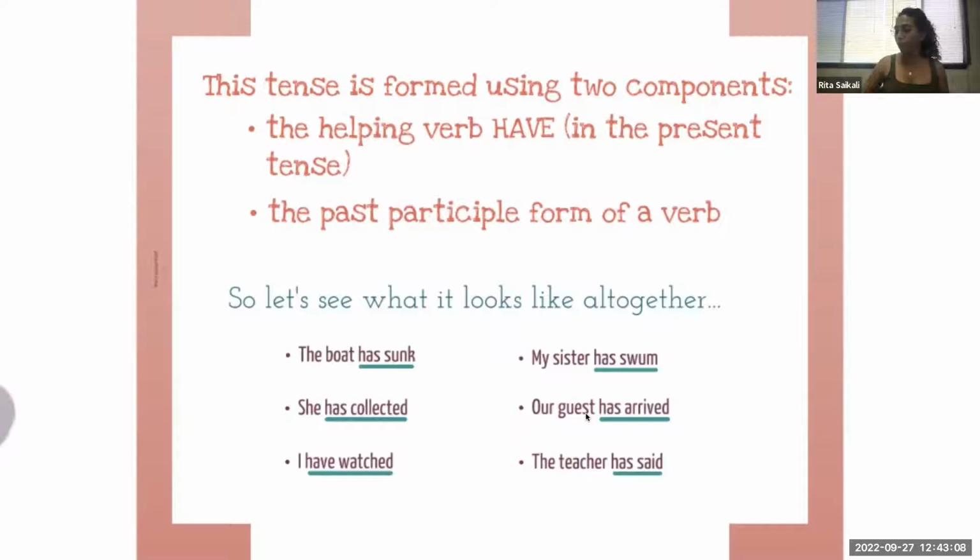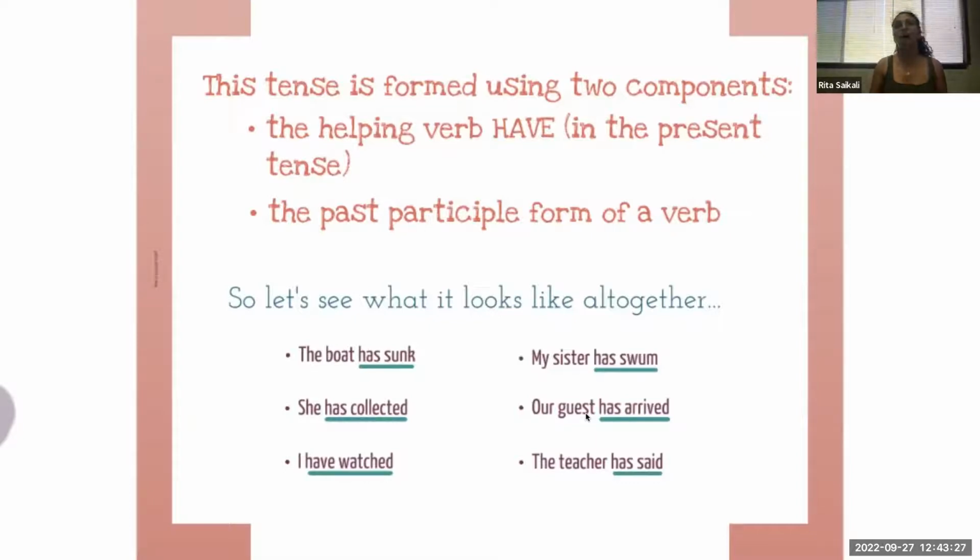So swim, swam, swum. That list is the past participle. That's the one we use with present perfect. We don't use the present tense, we use the past participle. Now for a regular verb, that just means ED.